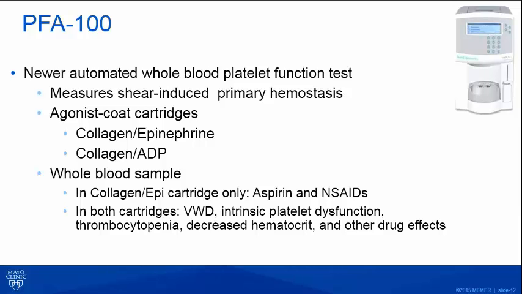So when you see prolongation of the closure time in both cartridges, the possibilities include a moderate to severe von Willebrand disease, intrinsic platelet dysfunction, moderate to severe thrombocytopenia, decreased hematocrit, and some drug effects such as IIb/IIIa blocker in the patient. However, if the patient is on aspirin or NSAID, usually you only see prolongation in the epi cartridge because ADP is a stronger agonist.